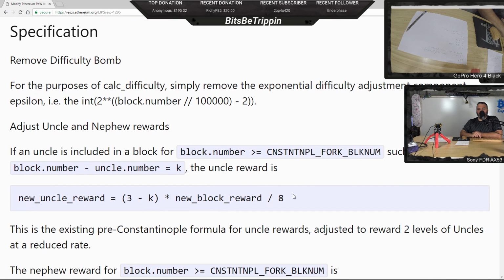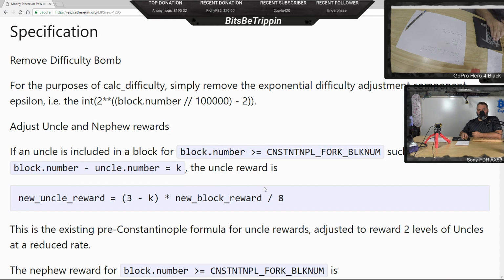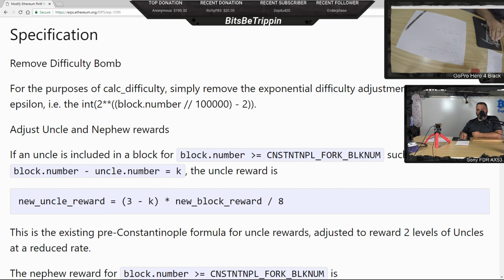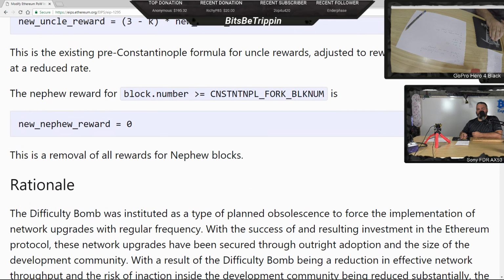Okay, remove the difficulty bomb. I stand corrected. They want to remove the difficulty bomb on this one, and then adjust the uncle rewards. New uncle reward 3 minus K. New block. Okay, that will result in a little less. It's not 0.25. It would probably go down to 0.3.